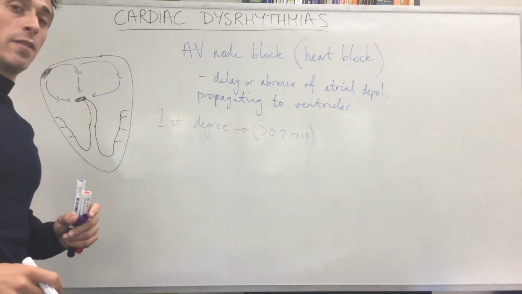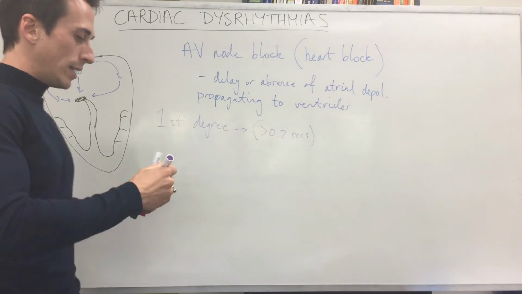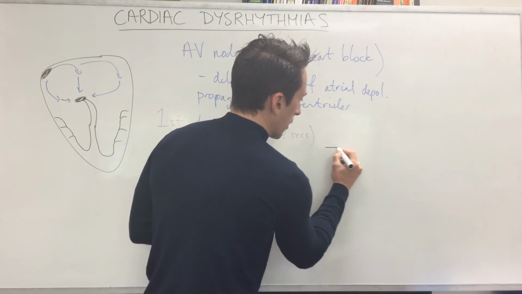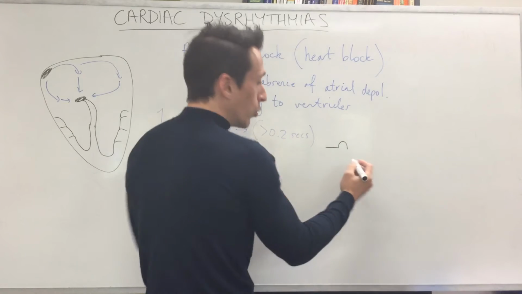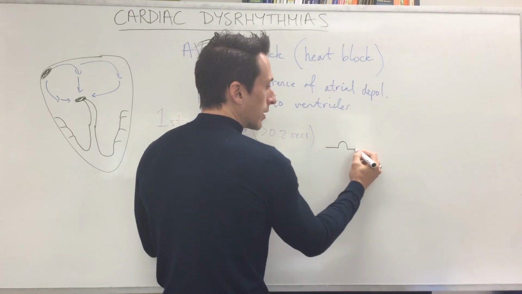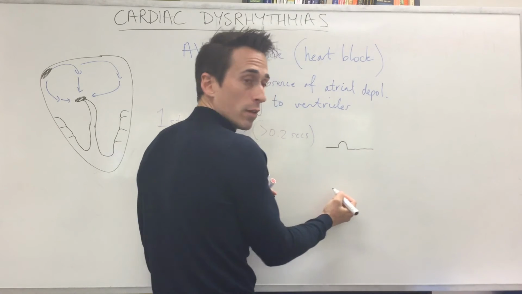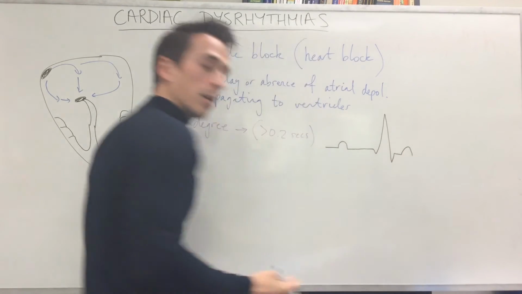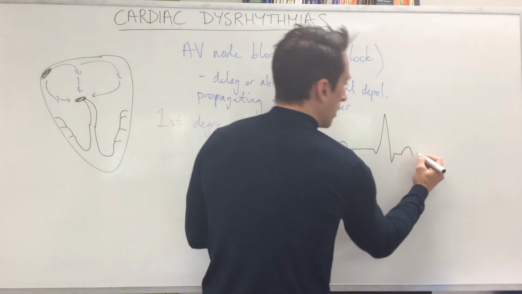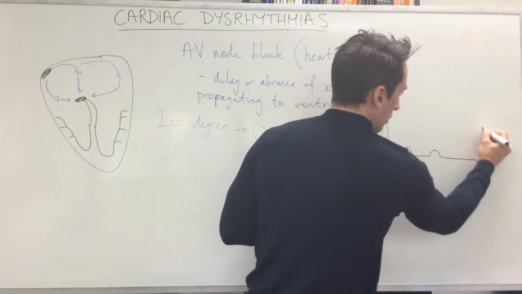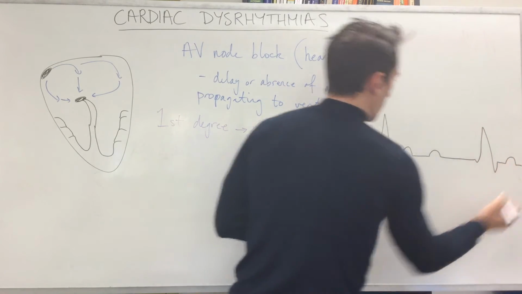Okay, the delay at the AV node, which means on the ECG, what do you get for first degree heart block? You get a P wave. Usually the break is 0.2 seconds, but it's greater now than 0.2 seconds, so you get this big break between the P wave and the QRS complex. Okay, that's what it is. And then it happens again, P wave, big break, QRS complex, and so forth.